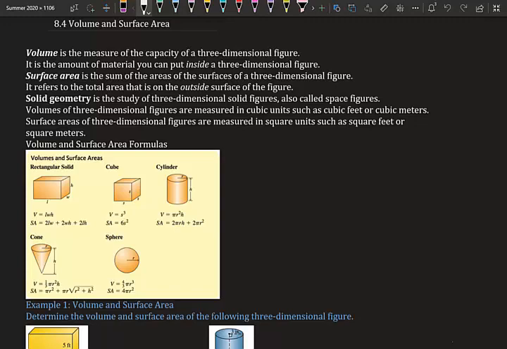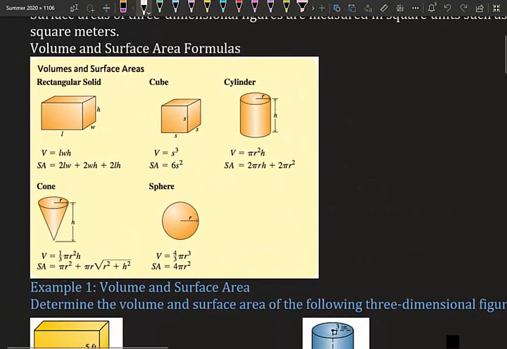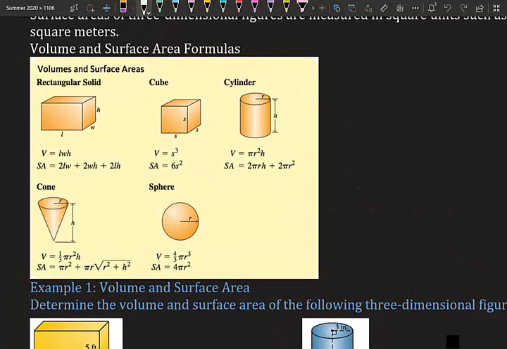So these are all the formulas that we're going to use, volume and surface area formulas. We talk about a rectangular solid, a cube, a cylinder, a cone, and a sphere. You're like, well, do I have to study all of these formulas? No. Whatever formulas you use on the review are the formulas you will use for the test. Whatever's on the review is going to be on the test. No surprises.